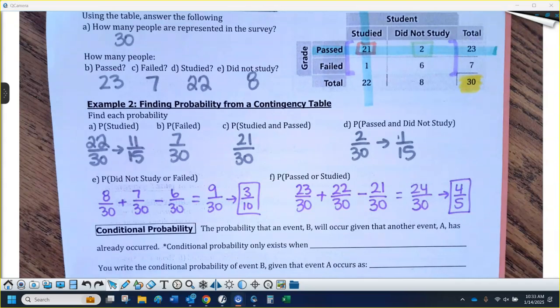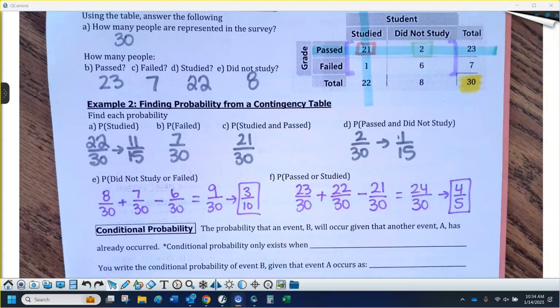That's a really good question. You're basically subtracting out the overlap because they're not mutually exclusive. You have people who studied and passed at the same time. So that's kind of that concept that we talked about yesterday. You're going to subtract out that overlap. And so when I did that, I got 24 over 30, which reduces to 4/5. Really good question. Is anybody else having a question? Okay, so that's just a table.